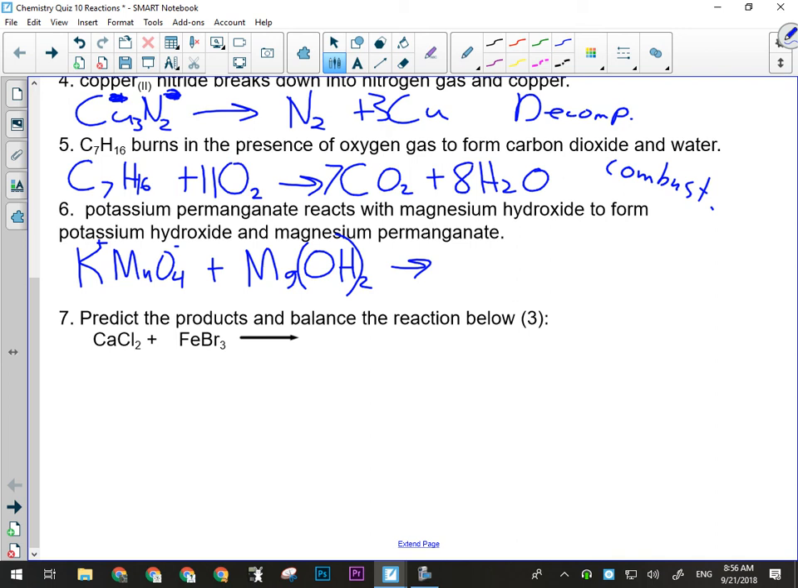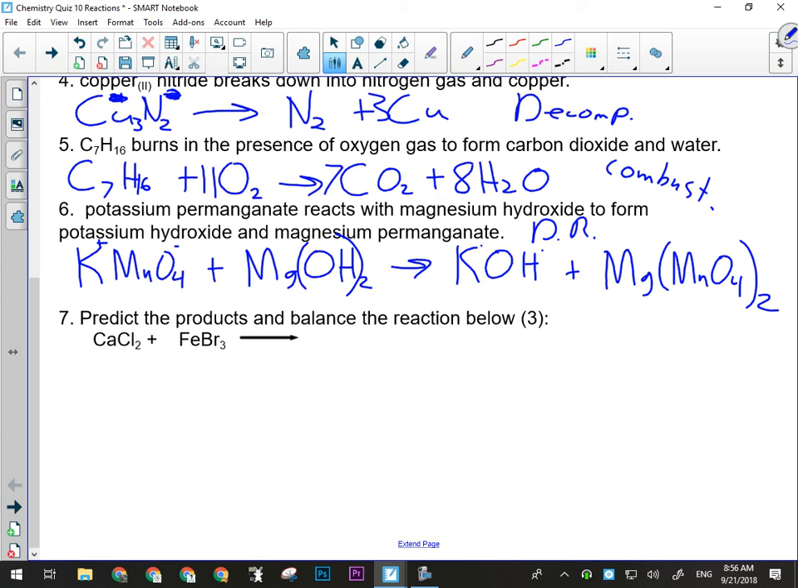All right, so it is a double replacement reaction. And we're going to swap the metals. So that means that potassium will end up with hydroxide. That's a -1 and that's a +1, so that's good. Okay, and magnesium will end up with permanganate. Since permanganate is a -1, I'll need 2 of them to go with magnesium, which has a 2+ charge.